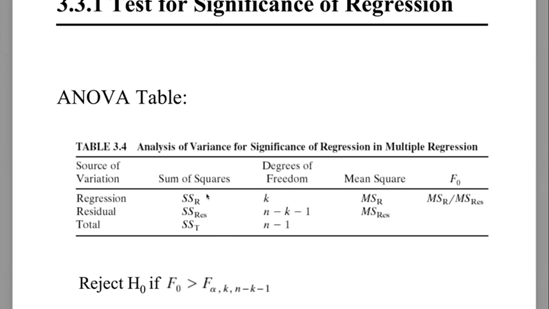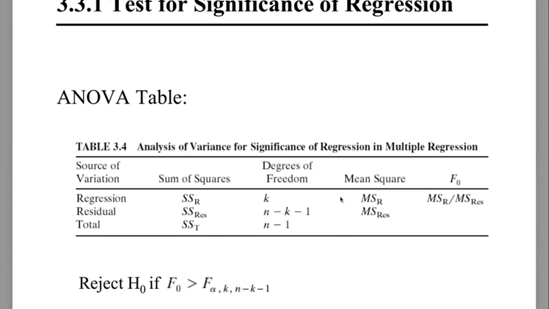We partition that into two pieces, the sum of squares due to the regression, or accounted for by the regression, and then the sum of squares that's residual, that is not accounted for by the model. Associated with the sum of squares, we have degrees of freedom. And so there are k degrees of freedom associated with the regression sum of squares. There are n-1 total degrees of freedom. And then the difference between the two, n-1 minus k, would be the degrees of freedom associated with the sum of squares residual.